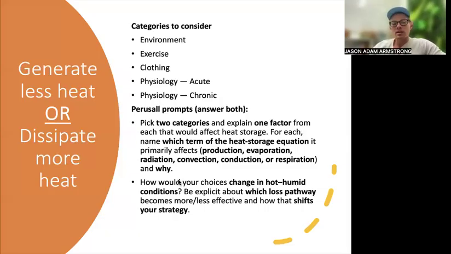Now, also consider how your choices would change in hot or humid conditions, and be explicit about which pathway becomes more or less effective and how that might shift your strategy. So I don't want you to pick a new one. I just want you to go off of the one that I picked: is that going to be affected by a hot or humid environment, and how?